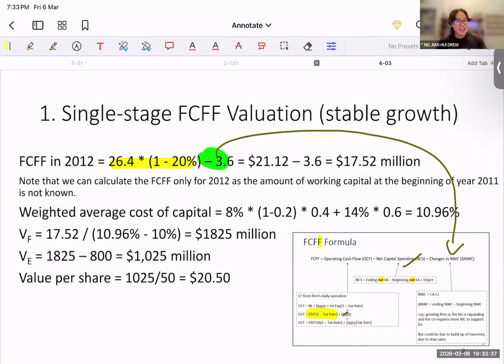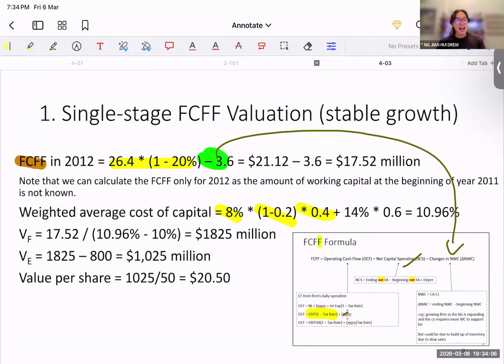Okay, so having calculated our FCFF, now we calculate the WACC. Because this is free cash flow to firm, we can calculate WACC. The thing is, the question is quite nice. They have given you the cost of debt. So cost of debt is 8%. You can flip back to the question. So 8%, and they told you that the tax rate is 20%.